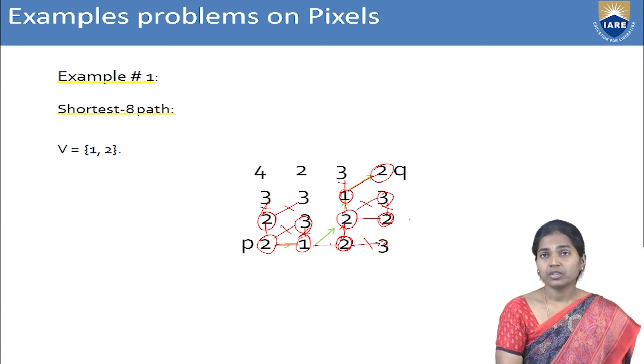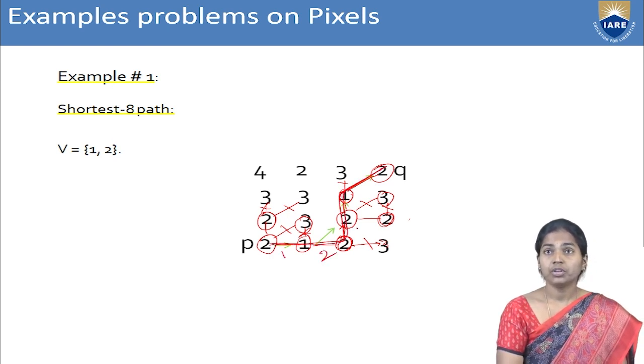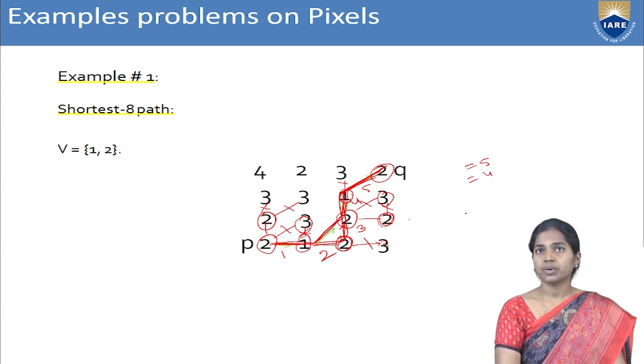So here, what is the shortest path? If we are choosing this path, here it is 1, 2, 3, 4, 5. Here the distance is 5. With this path, 1, 2, 3, 4. Here it is 4. If we are choosing this path, here it is 4. So the shortest path is 4 only.